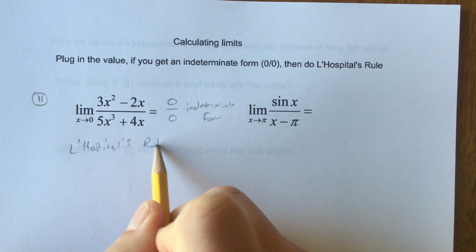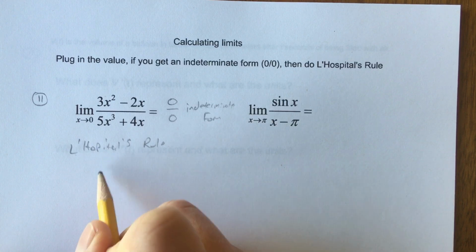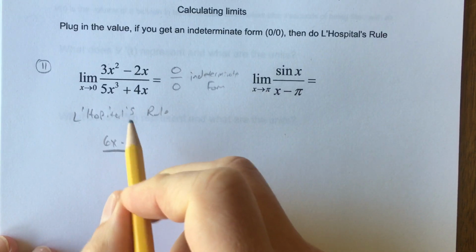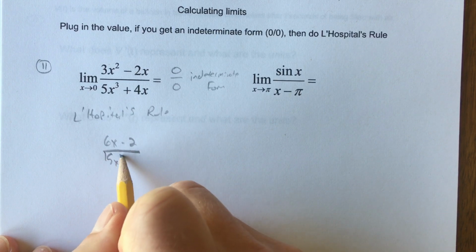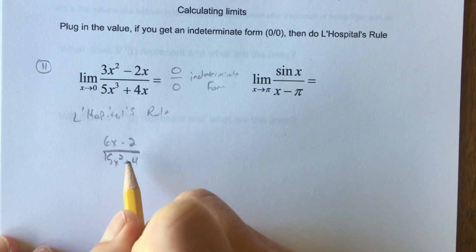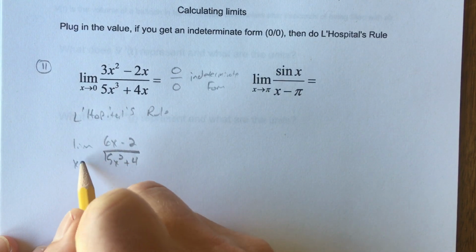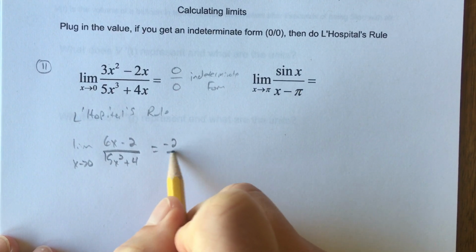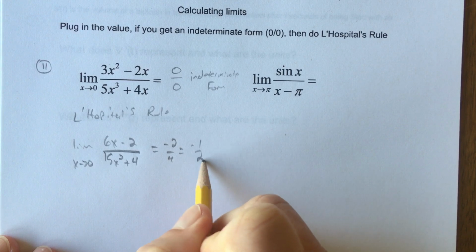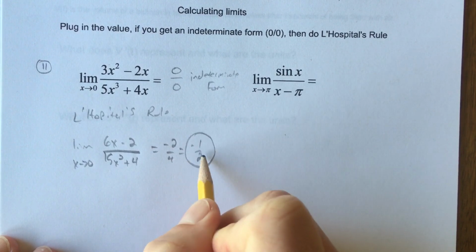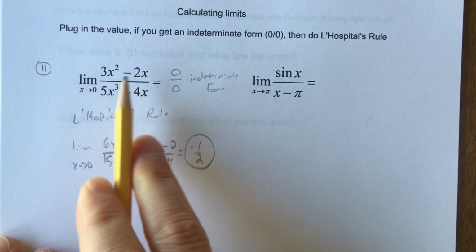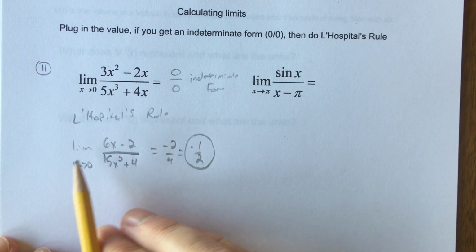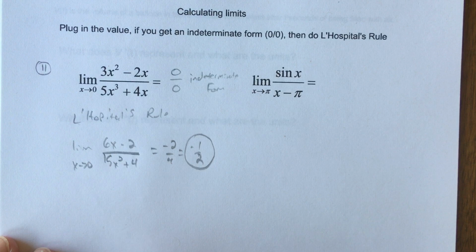So L'Hopital's Rule would say take the derivative of the top. That's going to be 6x minus 2, over the derivative of the bottom, which is going to be 15x squared plus 4. Let's try that limit again. So if I put 0 in now, I'm going to get negative 2 over 4, which is a negative 1/2, and that's our answer. Now you could get this by factoring or doing some other stuff too, and that's fine. But L'Hopital's is a nice tool that works on a lot of different things.